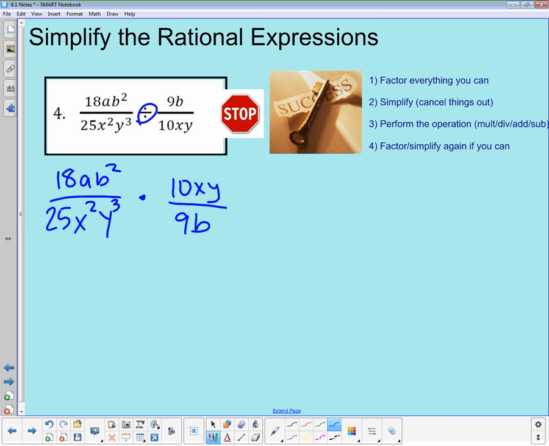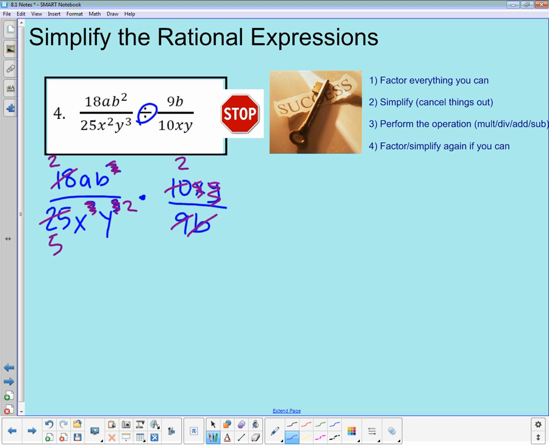Now I can go to work and simplify. I'm going to look for the numbers first. 18 and 9 have a common factor of 9. That's going to be a 2. That's going to go away. 10 and 25 have a common factor of 5. That's going to be a 5. That's going to be a 2. I have one b that I can get rid of. That's going to go away, and that leaves me with b to the first power. I have one x that I can get rid of. That's going to go away and leave me with x to the first. And I have one y, which is going to leave me with y to the second on the bottom.